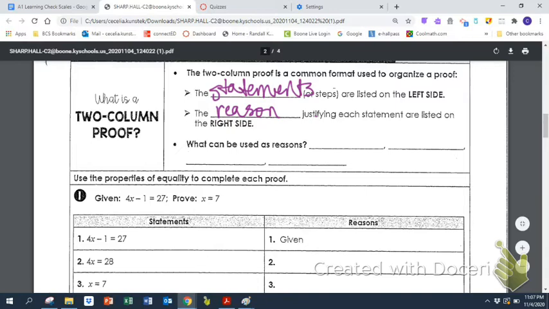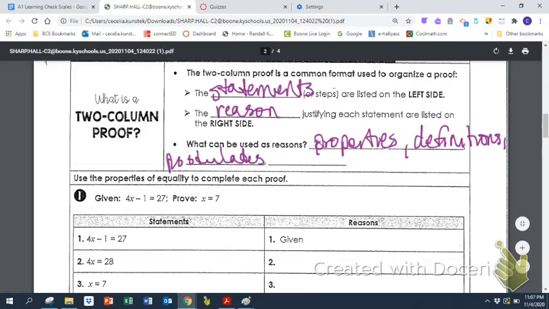Now, what can be used as reasons? Well, what we just went through was all our properties of equalities. So we certainly could use our properties. We can also use definitions and postulates and theorems. Okay, so let's look at this first one and do the steps to prove it.